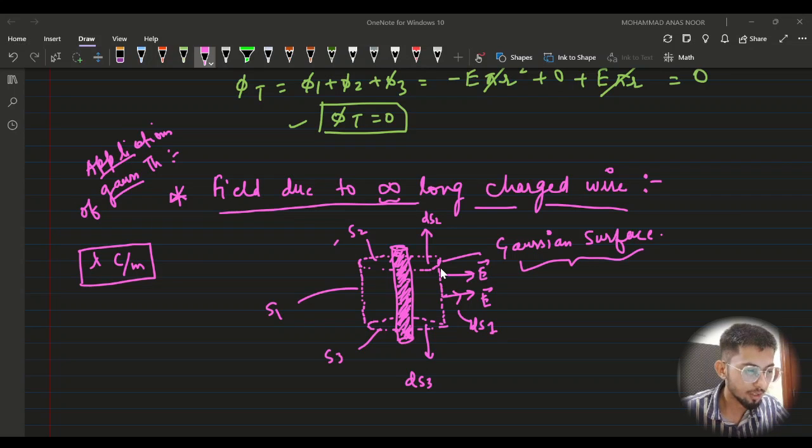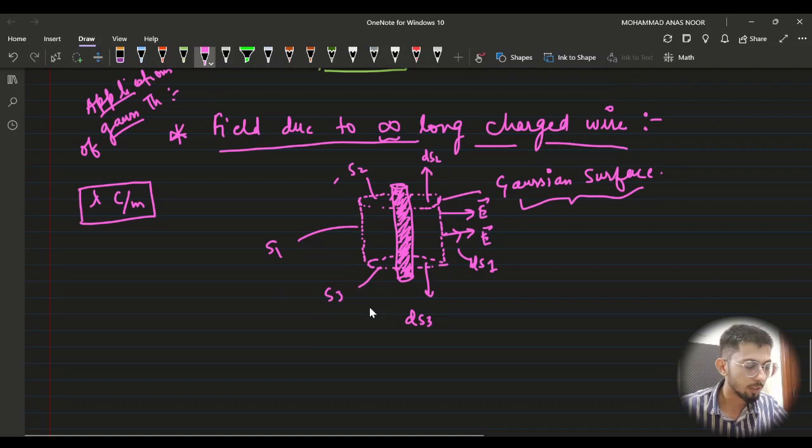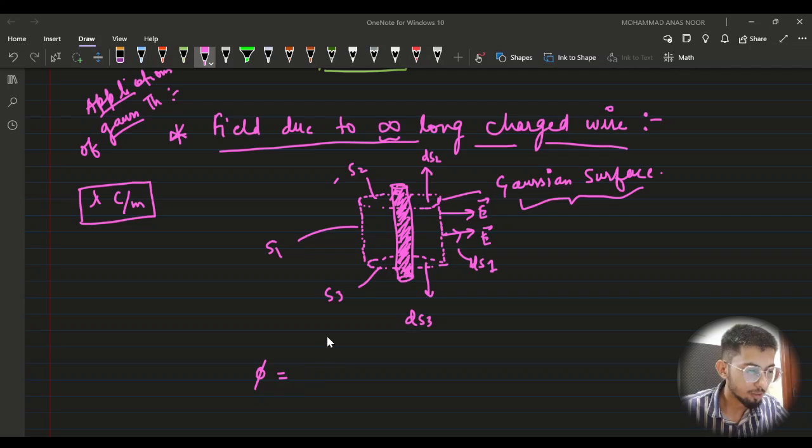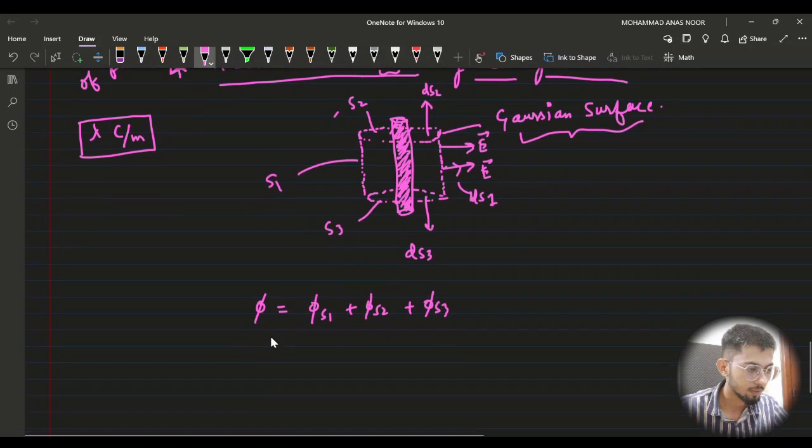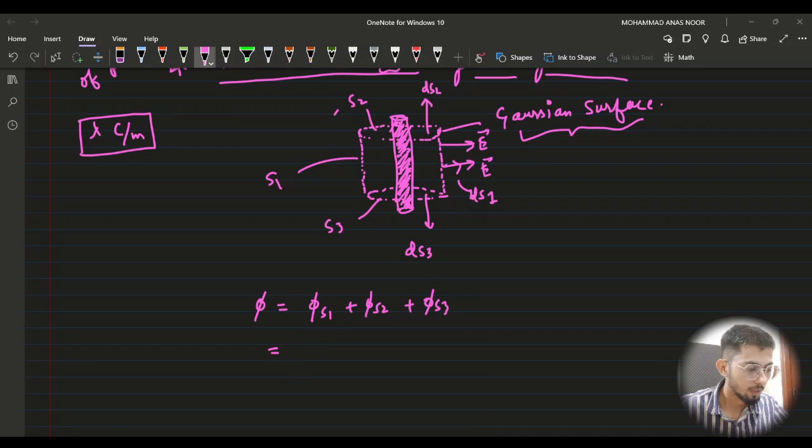So for the first case, now let us find the total flux. Although we are finding the field, we will find it with the help of flux. So what would be the total flux? Flux due to surface 1, flux due to surface 2, flux due to surface 3. What would be the flux due to surface 1? So, integral of E dot ds. Let us first write the main formula. So this is what we use, right? E dot ds.